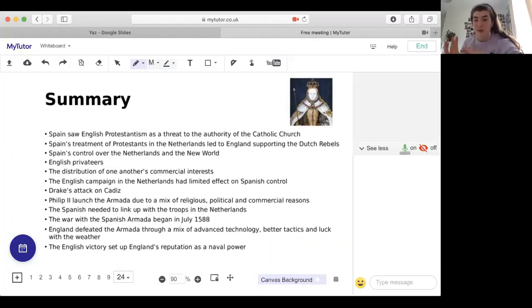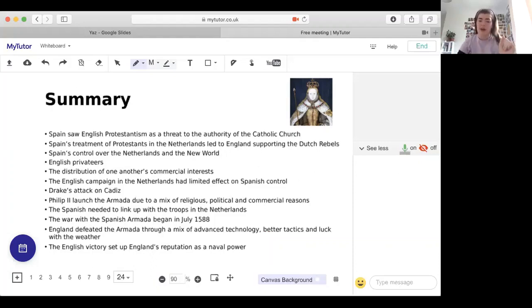If there's one thing that you remember from this that's going to give you extra marks in any exam question, it's that point, that the attack on Cadiz delayed the development of the Spanish Armada. Basically, everyone forgets that. So if you can put that in, that's a massive tick in your favour. The King of Spain launched the Armada due to a mix of religious, political and commercial reasons. The Spanish needed to link up with troops in the Netherlands to launch a successful ground invasion of England.